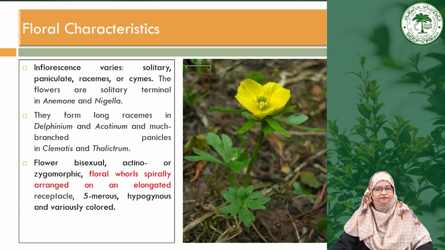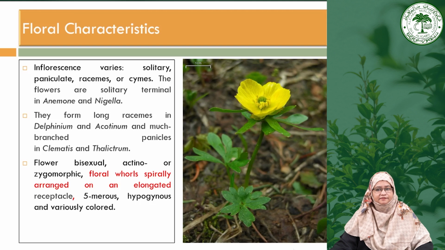Now, as we have discussed the vegetative characteristics in previous slides, now we discuss the floral characteristics of this particular family. The first floral characteristic is inflorescence, which can vary significantly. For instance, Anemone and Nigella feature solitary flowers, whereas species like Delphinium and Aconitum show long racemes. Clematis and Thalictrum take it further with much-branched panicles, indicating a great variety among these genera.